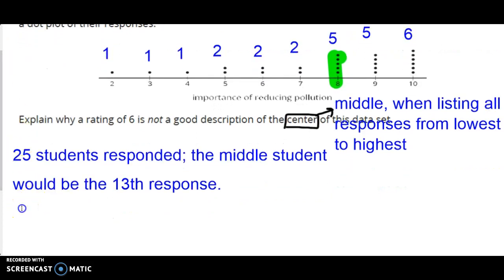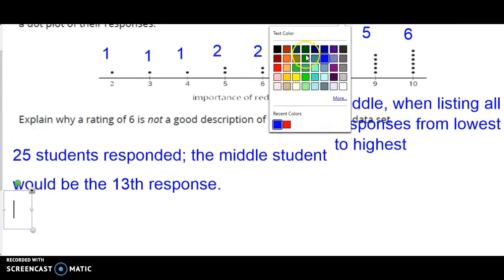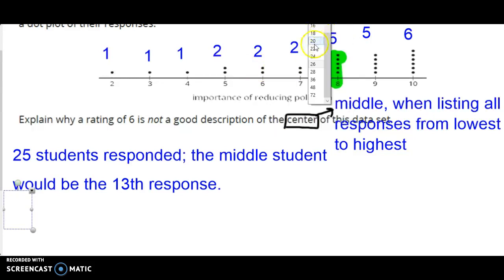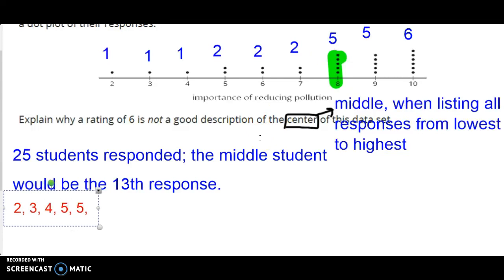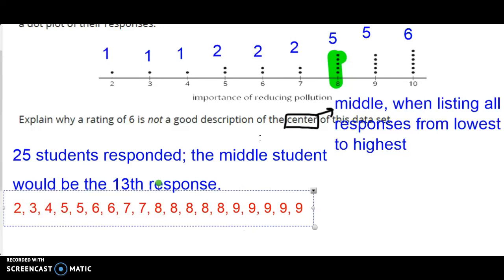Okay, another way of showing this is to simply list all the responses. So here's how that would go. If I were to list all my responses, I'm going to make this a little smaller just so you can see. Okay, here's my responses. One person said 2, one person said 3, one person said 4, 2 people said 5, so I'm going to write 2 5s. 2 people said 6, 2 people said 7, 5 people said 8, so I have to write 8, 8, 8, 8, 8. 5 people said 9, 9, 9, 9, 9, 9. And then 6 people said 10, so 10, 10, 10, 10, 10, 10.